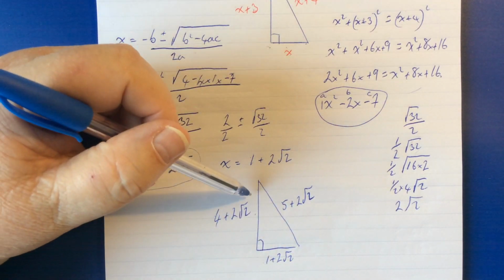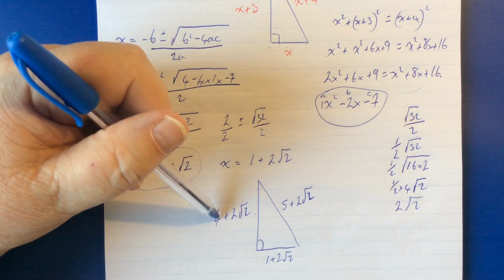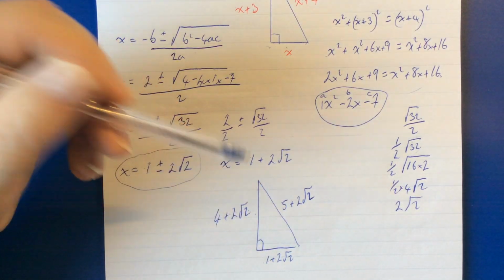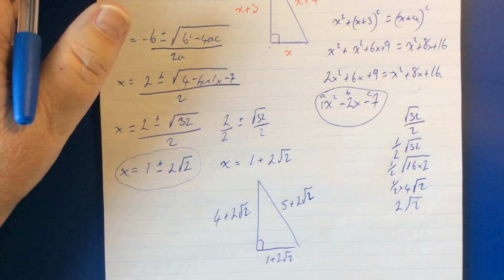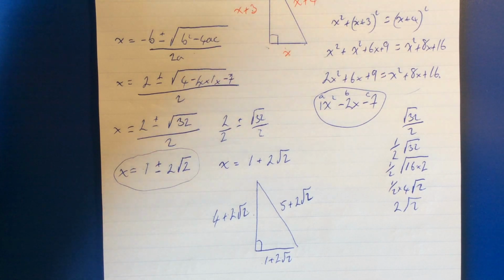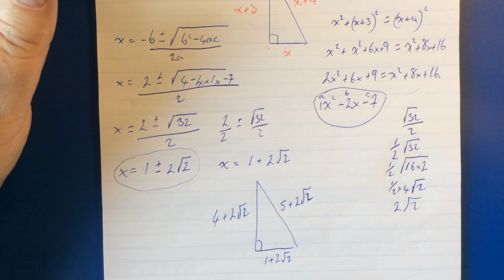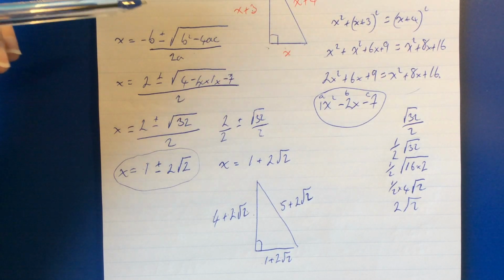And the area of this would be 1 plus 2 root 2 times 4 plus 2 root 2 divided by 2. That's everything. That, anyway, is how you find what the values of the sides of this triangle are, in exact terms.